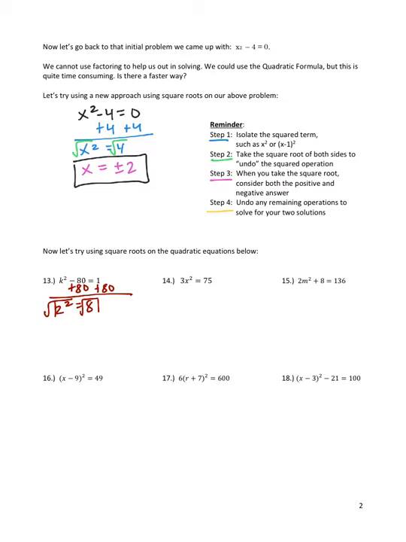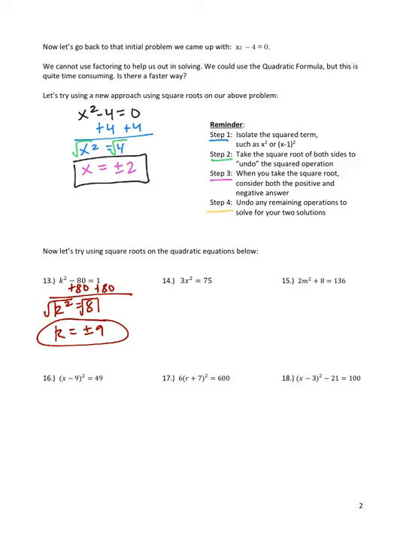And then step 3 is, I actually take the square root, I get k, and we have to consider both the positive and negative answer. We take the square root of 81, that's going to be a positive and negative 9. There's nothing else that we need to do here because k is by itself, so that's our answer.